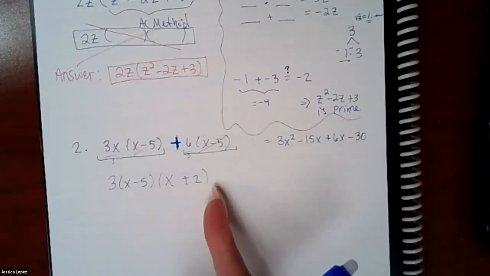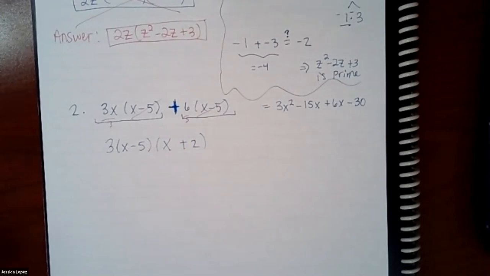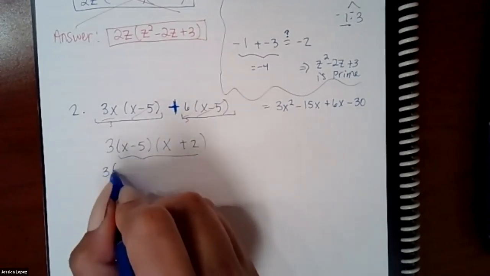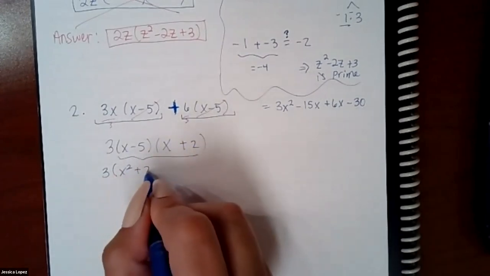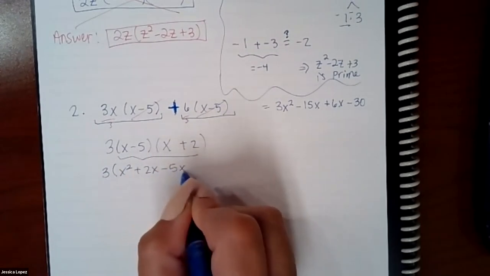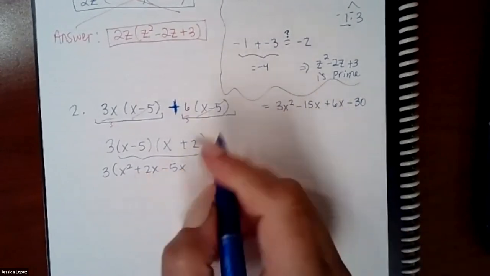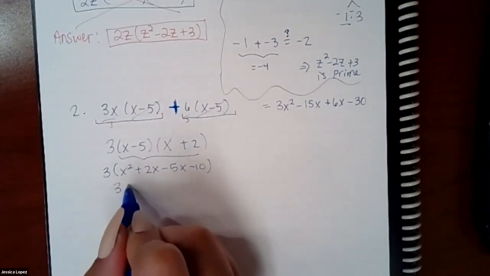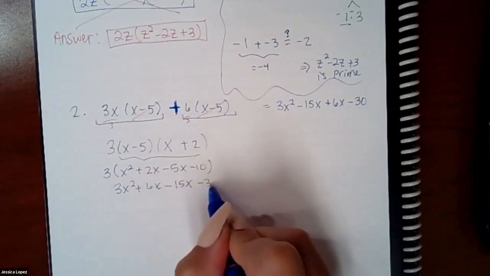If I take this and multiply it out, remember the process of multiplying. You have to multiply two of them together and then multiply the third one last. So I always go this way just because it's easier to distribute that guy later. So this gives me x squared, positive 2x, minus 5x, and negative 10. And then what happens when I distribute this 3? We get 3x squared plus 6x minus 15x minus 30.